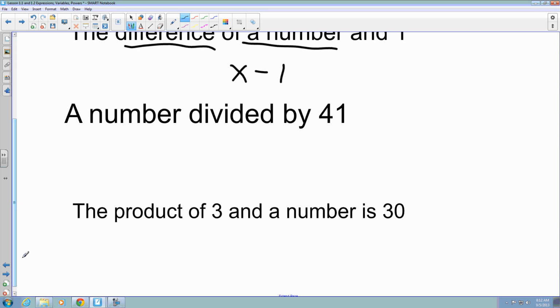Going down the list, I got a number divided by 41. So a number is a variable, x divided by 41. You could also write it as x over 41 as well. Both of those are acceptable answers.